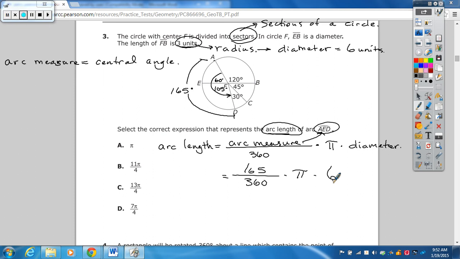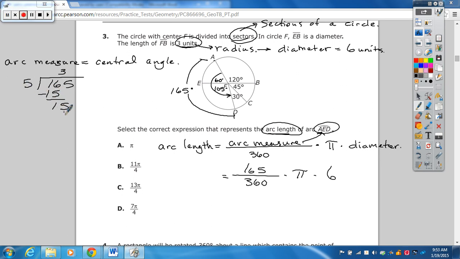Now the first thing I would probably do, again, this is a non-calculator test, is divide 165 and 360 by the same number. The largest number that I know goes into both of those is 5. There may be a bigger one, but that's the one I'm going to start with. So if I take 5 into 165, how many times does 5 go into 16? Because it doesn't go into 1 evenly. It's going to go 3 times. 3 times 5 is 15.